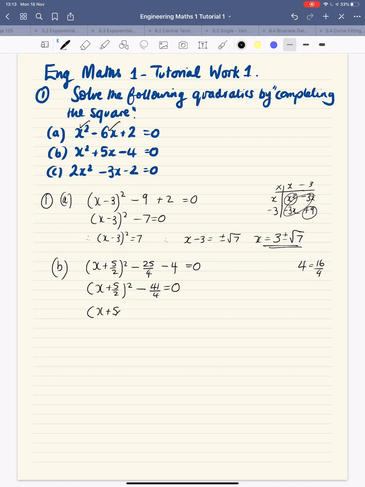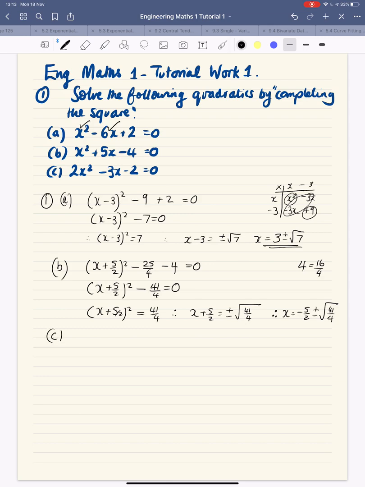So x plus 5 over 2 squared equals 41 over 4. x plus 5 over 2 is plus or minus the square root of 41 over 4. And therefore, x is minus 5 over 2, plus or minus the square root of 41 over 4.